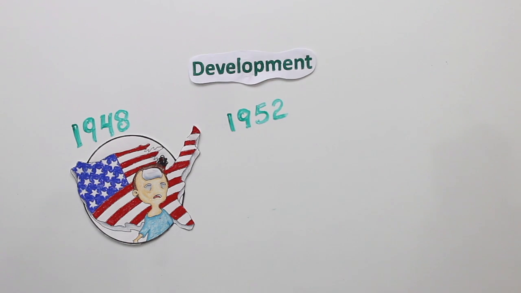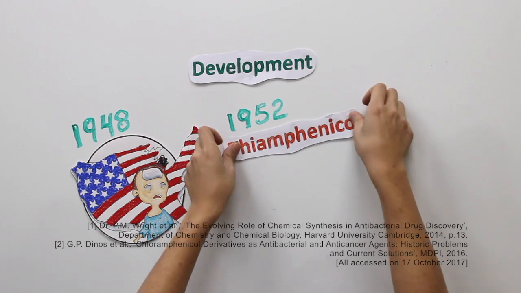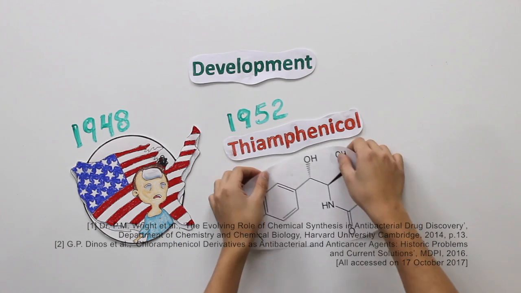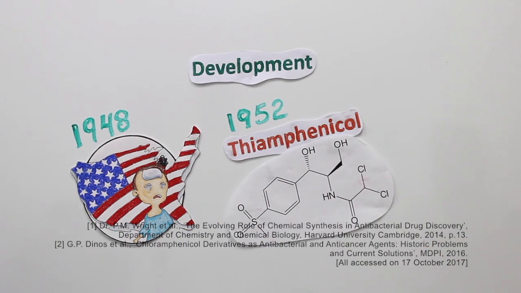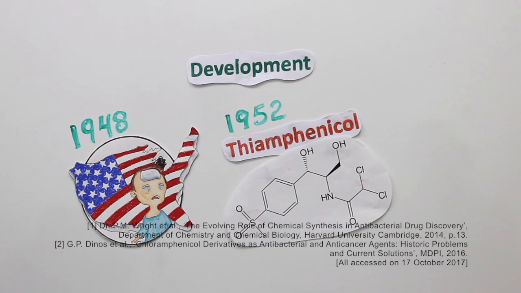In 1952, thiamphenicol, a structural analogue of chloramphenicol, was first synthesized. The nitro group was replaced with a methylsulfonyl group in thiamphenicol. It does not cause fatal aplastic anemia, but causes reversible toxicity in bone marrow and kidneys. Its antibacterial activity is weaker than that of chloramphenicol. This is why thiamphenicol is primarily used in veterinary practice now.